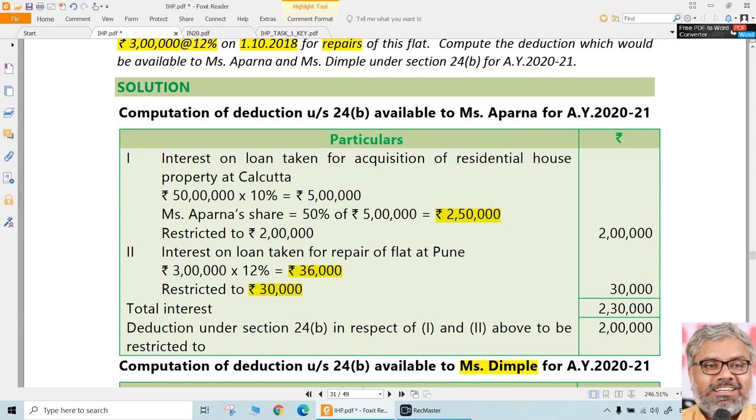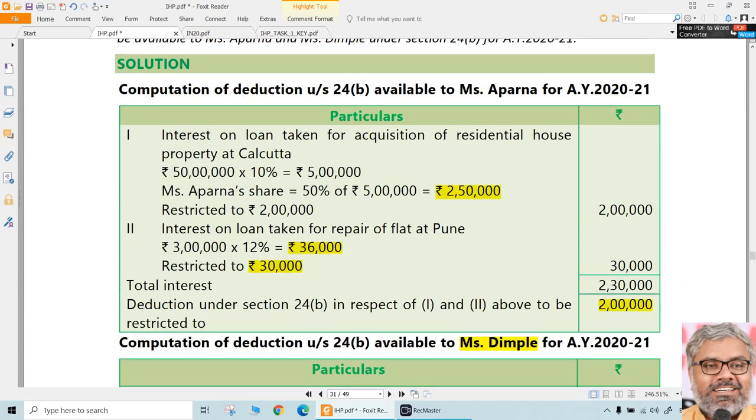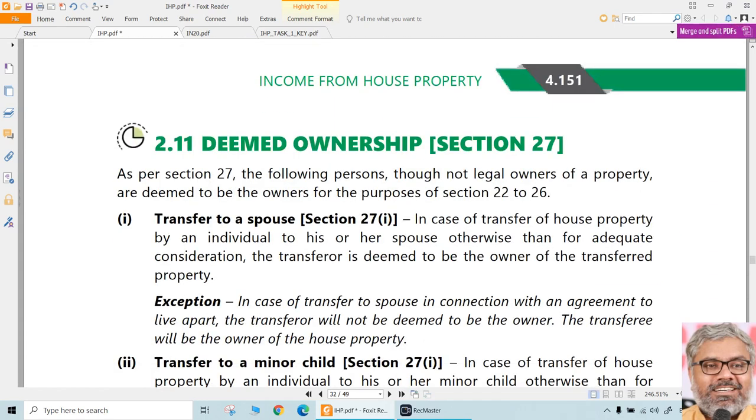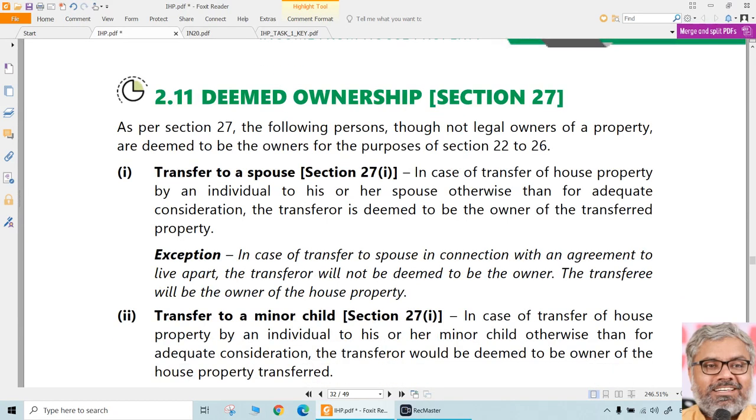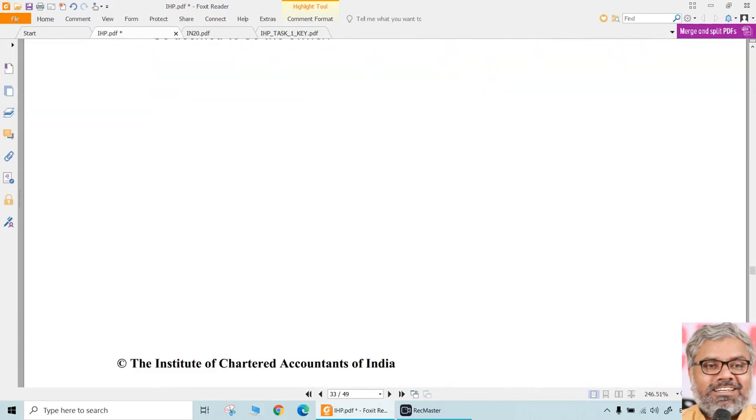Yes. Total comes to 2,30,000. Yes, but still again it is restricted to 2 lakhs only. So how much amount can be claimed as deduction by Aparna? 2 lakhs. How much can be claimed by Dimple also is 2 lakhs only. So that is subject to the maximum limits prescribed by law under section 24B. Anyway, with that we can conclude the computational aspects of this chapter.